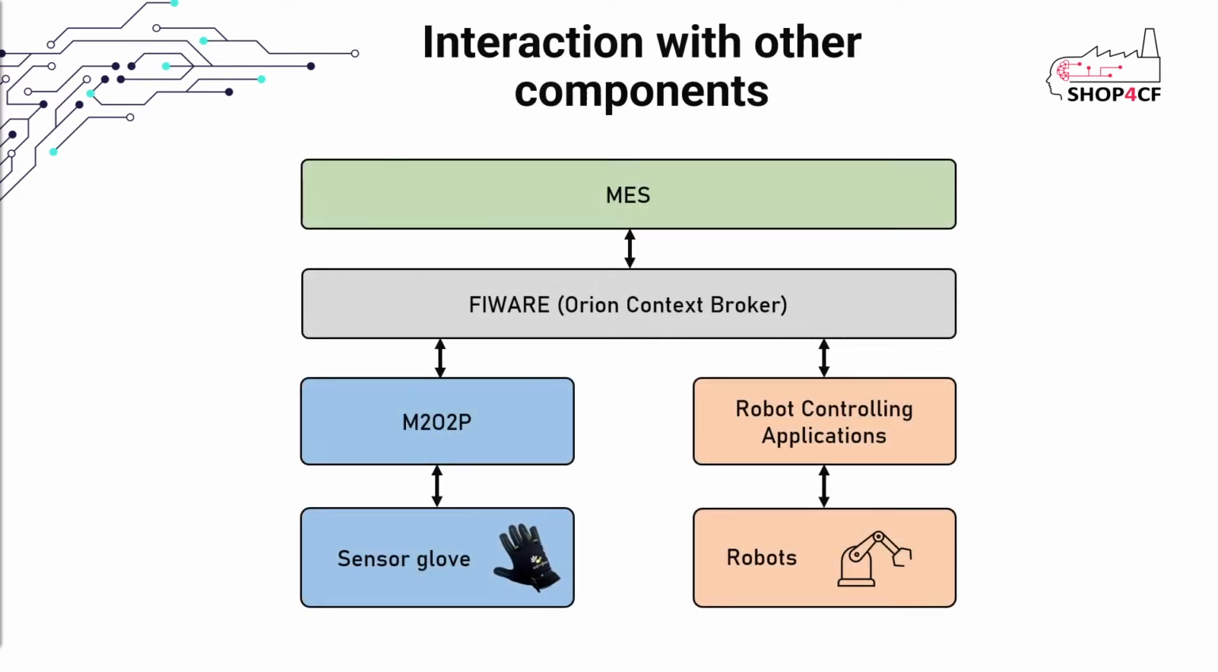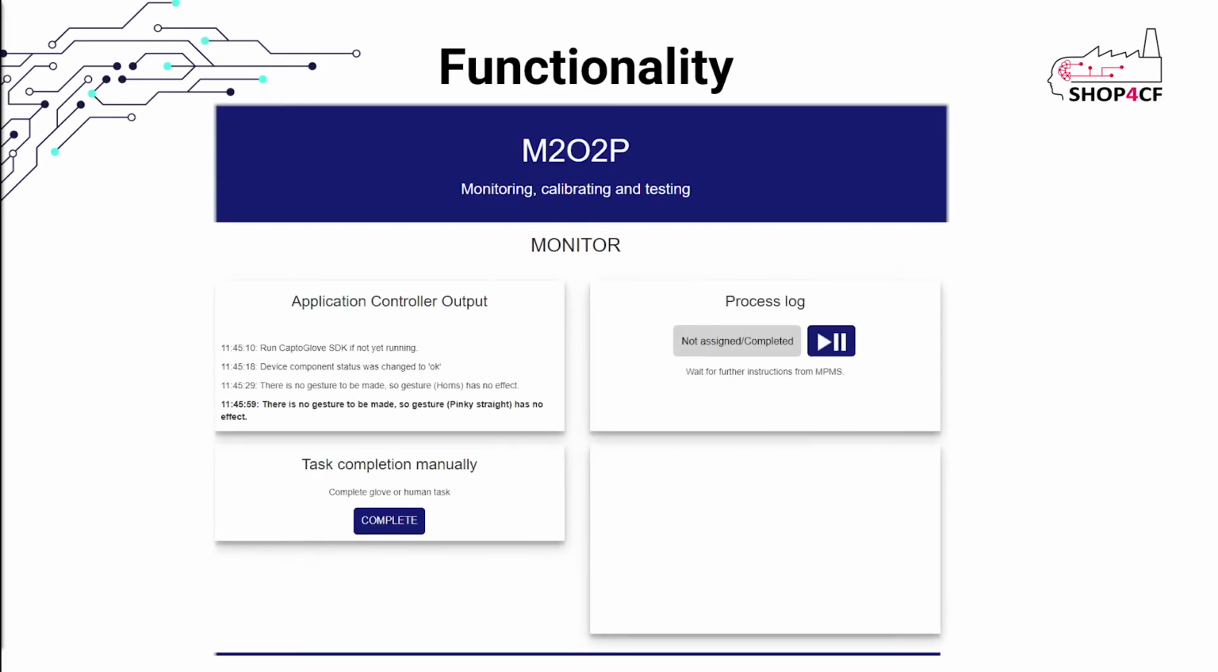M2O2P interacts with firmware, and firmware acts as a middleware between SHOP4CF components. In practice, this means that all the components are connected to firmware and have a common language through the data models introduced by the project. The user interface of M2O2P offers three main sections.